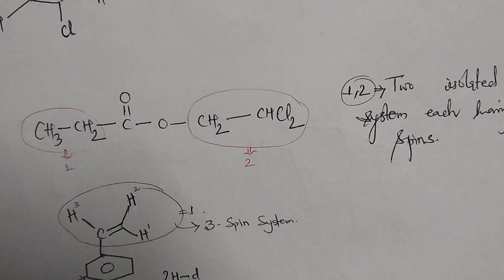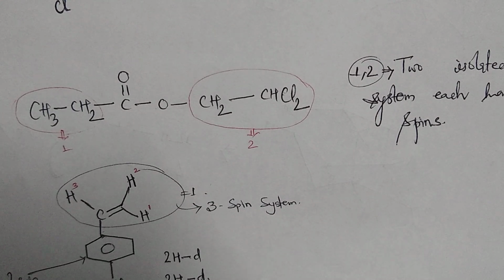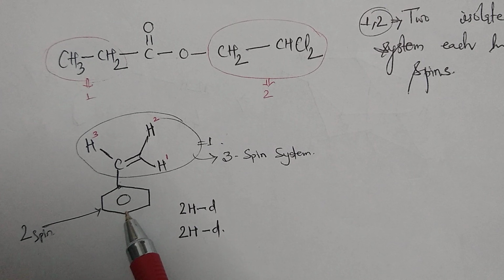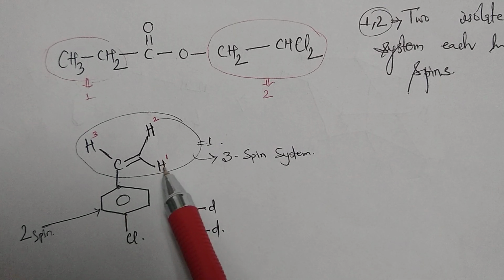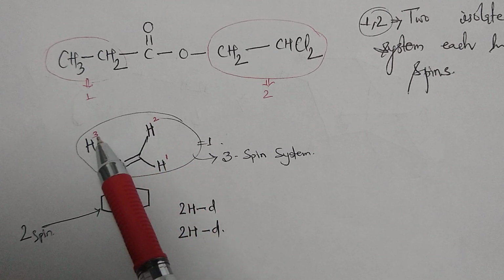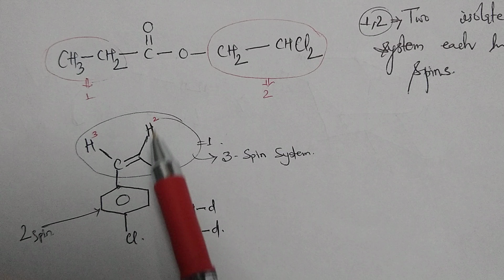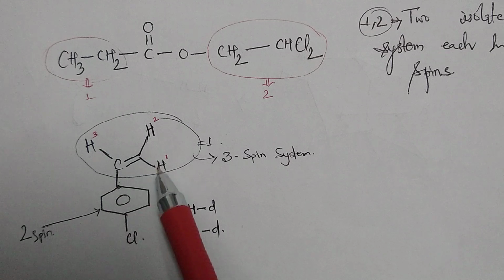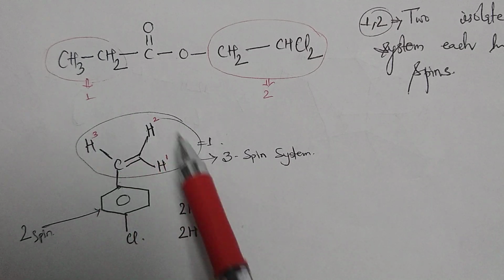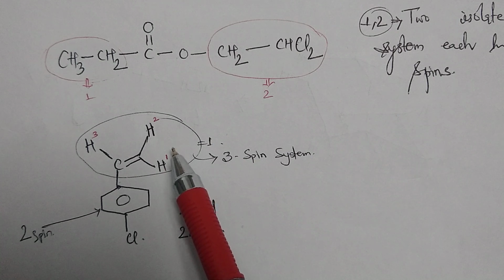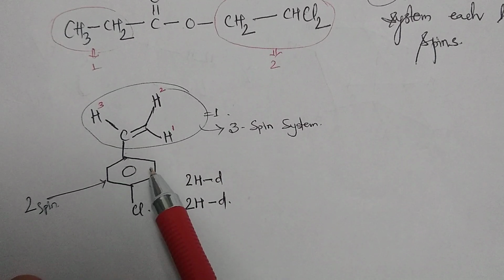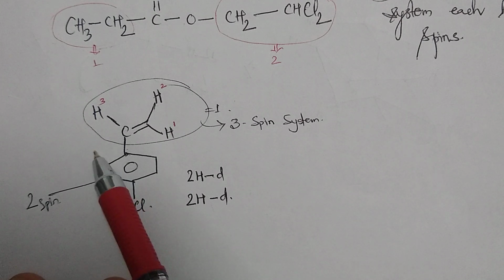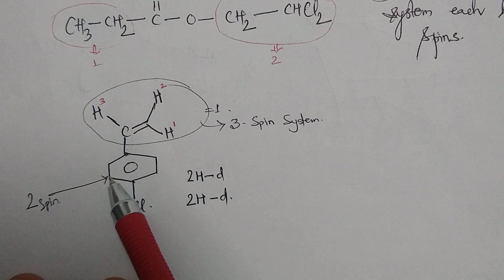Likewise, we can see another example in which we have this molecule over here. Here this proton, if we number it as 1, then this will be 2, 3. Likewise, we will have a 1, 2, 3 spin, and all three will couple with each other. So these three spins together will make one coupling system. And apart from that, here we have a proton over here. Here also we have a proton. This proton is in a different environment to that of this one proton over here.